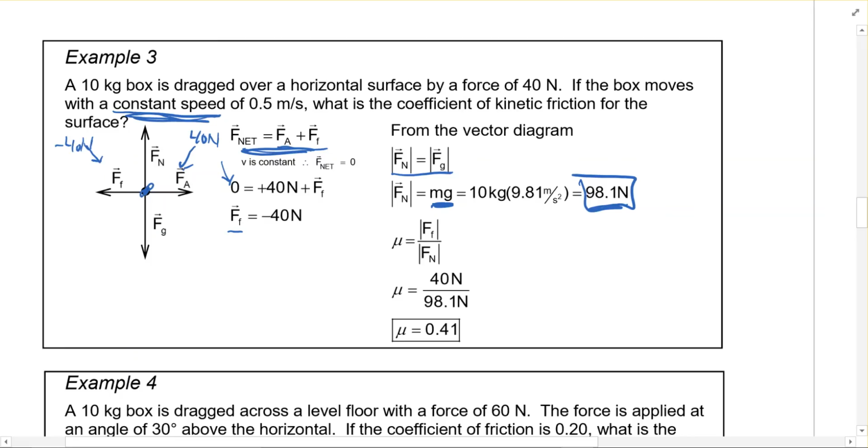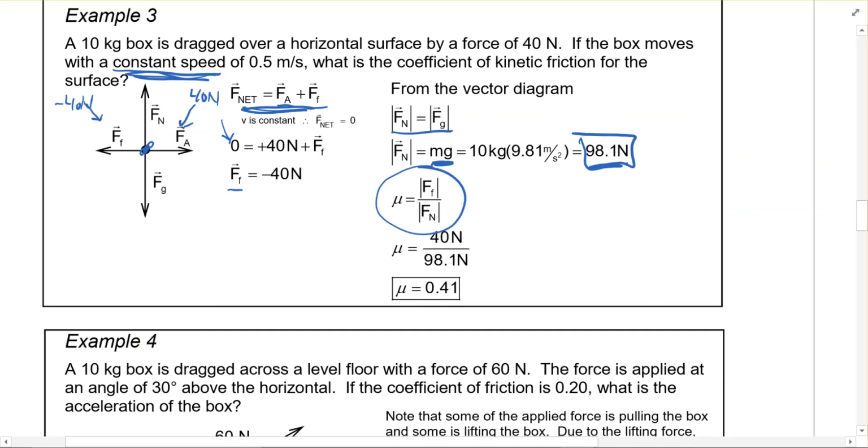Okay, so we know that now. Now we just need to use our new formula rearranged. So we can say mu is equal to the force of friction over the normal force. Plug in your numbers and you get 0.41. Notice that the coefficient of friction is unitless because I went newtons over newtons. Newtons over newtons would cancel. I don't have units at all for coefficient of friction. It's really just a ratio, right? It's a ratio of the force of friction divided by the normal force. So ratios don't have units.